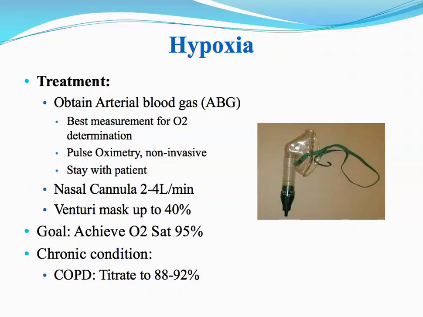Venturi mask can be used up to 40%. So your individual, it depends on their needs for oxygen saturation. We want them to have an oxygen saturation of 95 to 100%. However, if your patient has something like COPD, then we're going to want them to be somewhere between 88 to 92 to 95%, depending on how severe their COPD is.